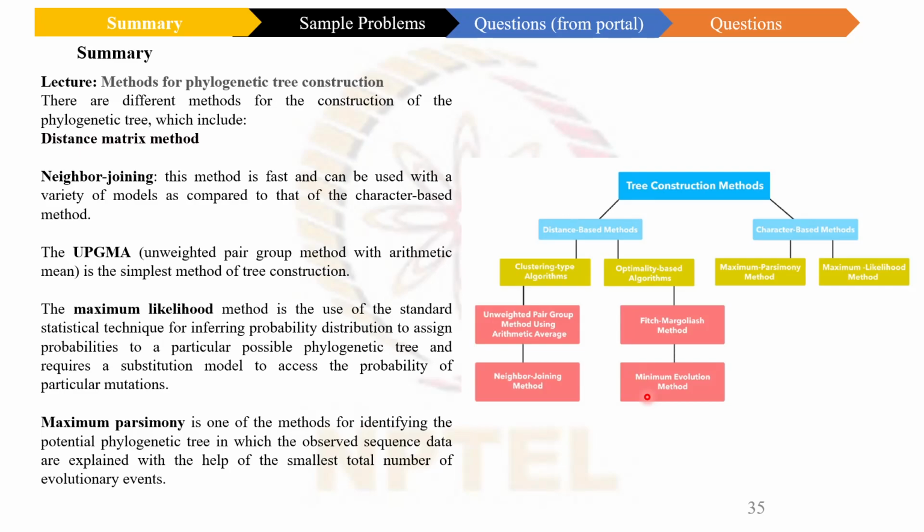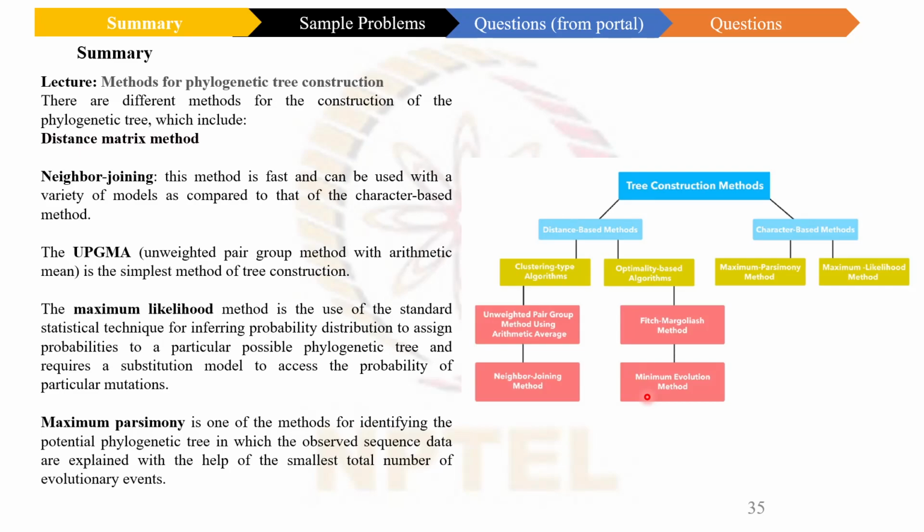Next are the character-based methods. The two widely known character-based methods are maximum parsimony and maximum likelihood. Maximum parsimony is one of the methods for identifying the potential phylogenetic tree in which the observed sequence data are explained with the help of the smallest total number of evolutionary events. When every possible change is not equally likely, this approach is very useful. For example, when amino acids or nucleotides are known to be more mutable, simple enumeration is the most naive way of identifying the parsimonious tree. That is, considering each possible tree in succession and scanning for the tree with the smallest score. Next is the maximum likelihood method.